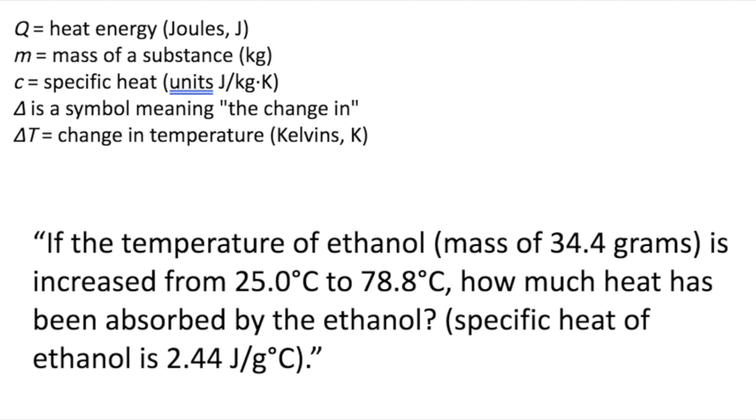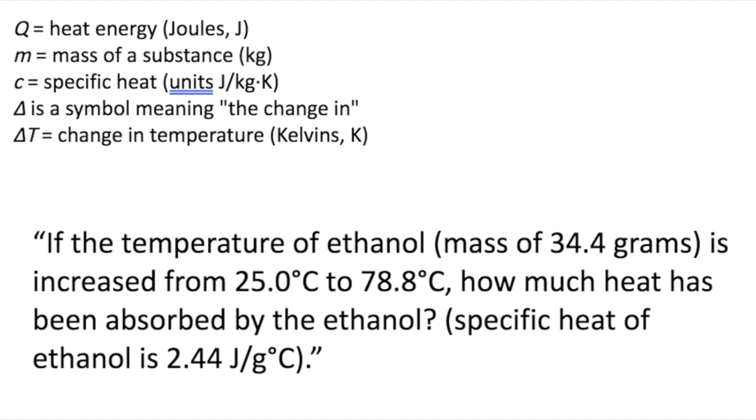Q equals the heat energy measured in joules, J. M is the mass of a substance, in kilograms, kg. C equals the specific heat, and that is measured in units J/kg times K. The triangle, also known as delta, is a symbol meaning the change in. Delta T equals the change in temperature, and the temperature is measured in kelvins, K.